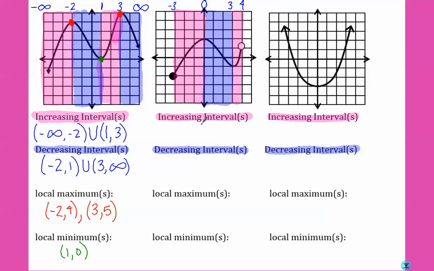So my pink sections, my increasing interval, went from -3 to 0 and from 3 to 4. I only had one decreasing interval this time, so from 0 to 3. Local maximum, there's our peak point, so at 0, 2. And then my local minimums over here, which is 3, -1.